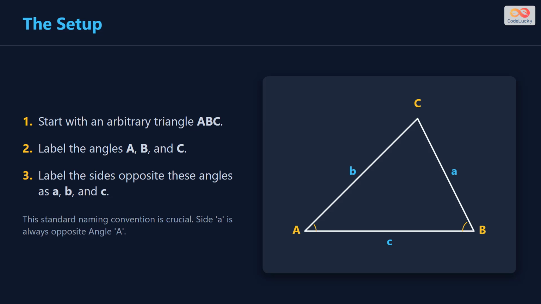To prove this, let's start with an arbitrary triangle. We will label the vertices A, B, and C following standard convention. We label the side opposite angle A as side A, the side opposite angle B as side B, and the side opposite angle C as side C.